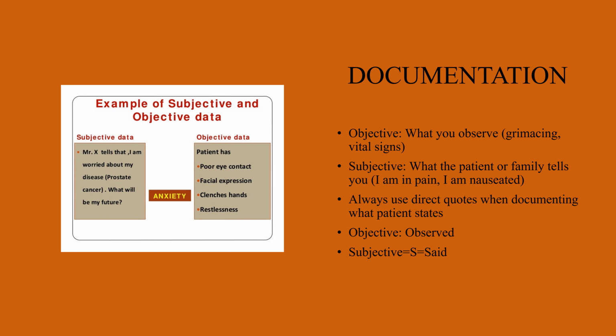Subjective is what the patient or family tells you. So if I said I am in pain, that is a subjective statement to you. I am nauseated. You cannot see my pain. You cannot see my nausea, but I'm telling you that I am. Anytime we are documenting subjective information, we need to use direct quotes. So patient states, quote, I am in pain, unquote. So objective is observed, subjective is said. Objective O is observed. Subjective S is said.